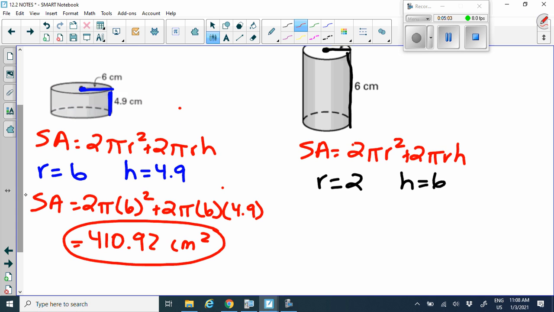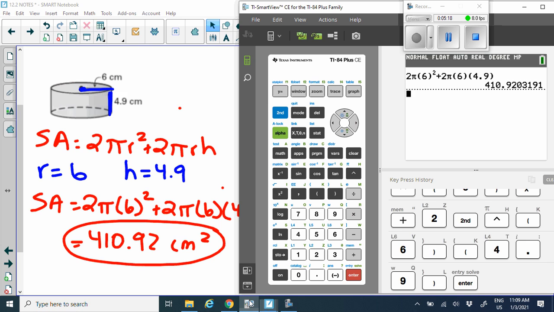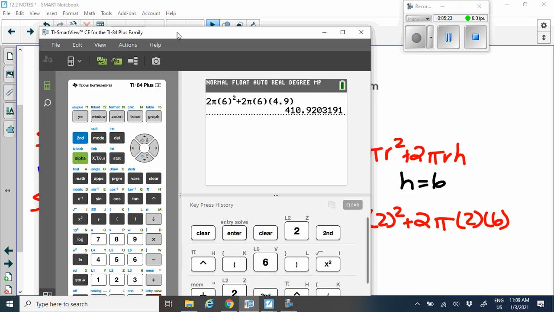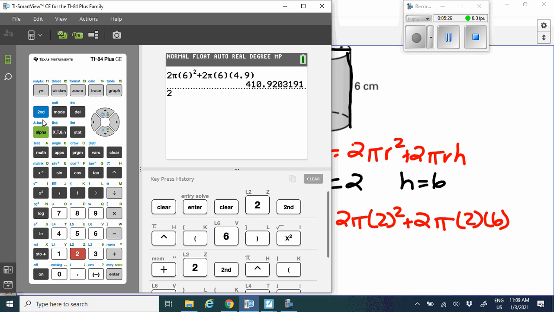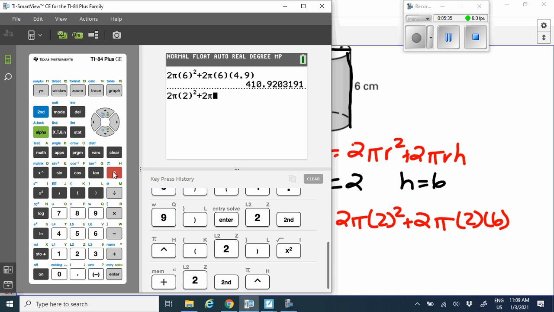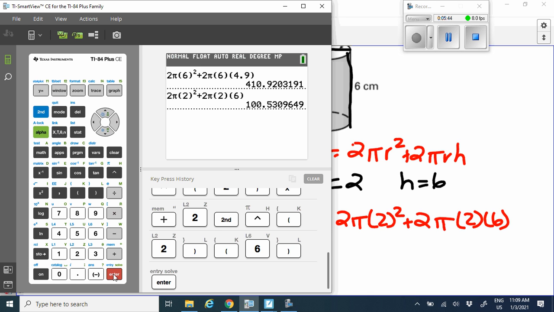Now I just plug this in. 2 times pi times our radius squared plus 2 times pi times our radius times our height. Now we plug this into our calculator. I'm going to show that to you again, how you can plug it in. So we have 2, and second caret, and then 2 squared. Make sure that 2 is in parentheses. Our second caret key again, and then we're going to do 2, and then our 6 in separate parentheses to get our final answer. So we got 100.53.